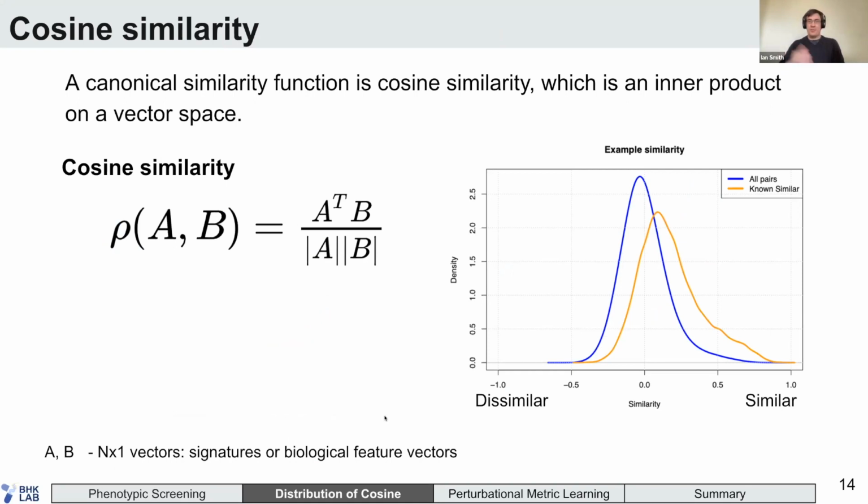most people are familiar with, but just in case you're not, cosine similarity is a normalized inner product. So if you have two vectors A and B, it's the inner product of A and B, so A transpose times B, divided by the norm of A and norm of B. And it has a lot of nice mathematical properties. Its values are between -1 and 1, where 1 corresponds to vectors that are pointing in the same direction, and -1 corresponds to vectors that are pointing in opposite directions. And this is an example distribution of cosine similarities on perturbational data.